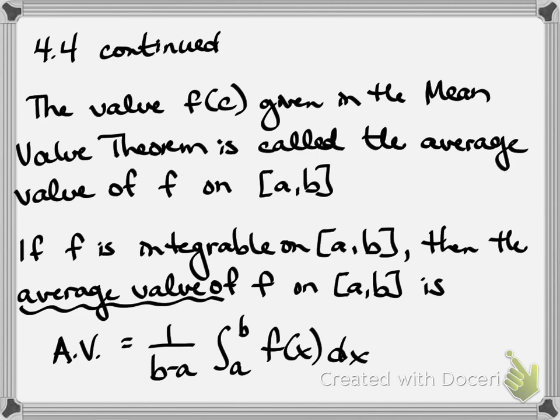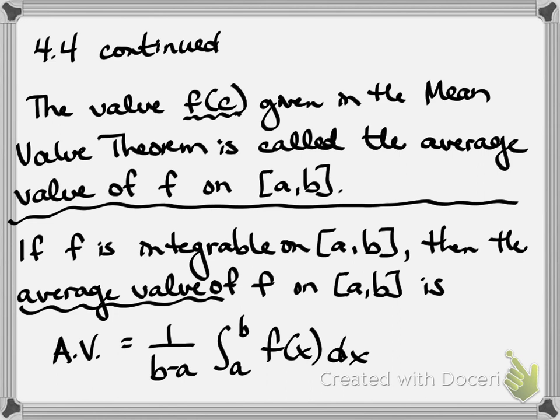So we're going to jump in and continue section 4.4. I'm on page 281. The value f of c that we found in the mean value theorem is called the average value of f on the closed interval [a, b]. If f is integrable on [a, b], then the average value of f on [a, b] is defined to be 1 over b minus a times the integral from a to b of f of x dx.